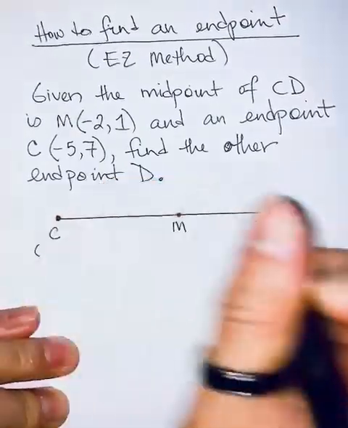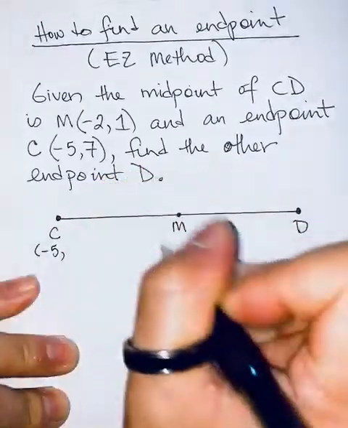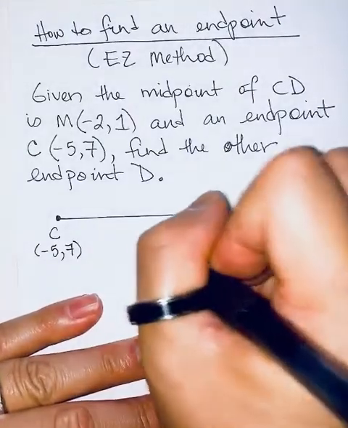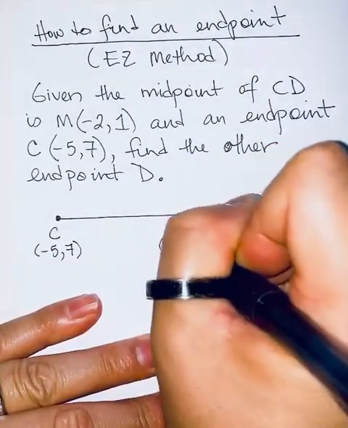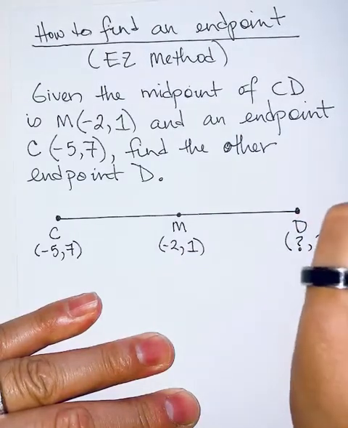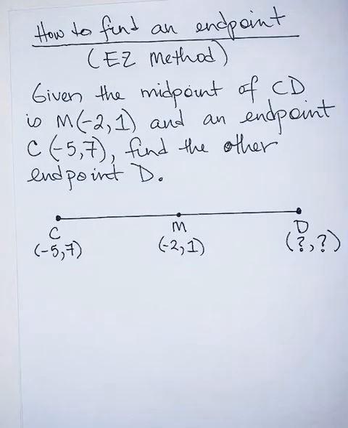So I'm going to go ahead and put in the locations. C is at -5, that's your X coordinate, and 7, that's your Y coordinate. And then M is (-2, 1). And then of course D is, I don't know, I'm looking for that, so question mark.